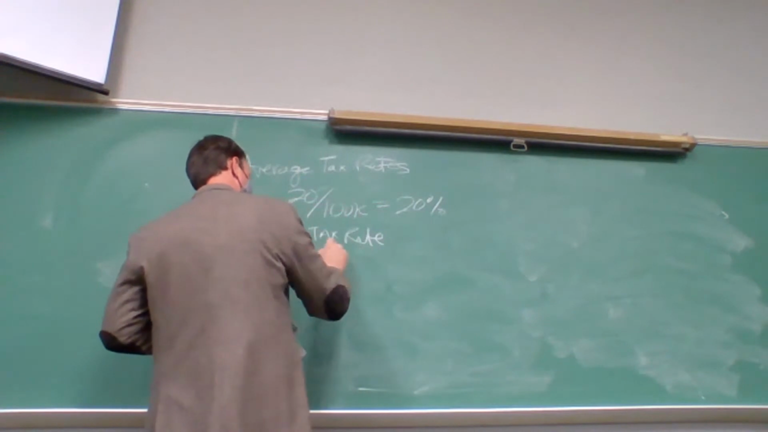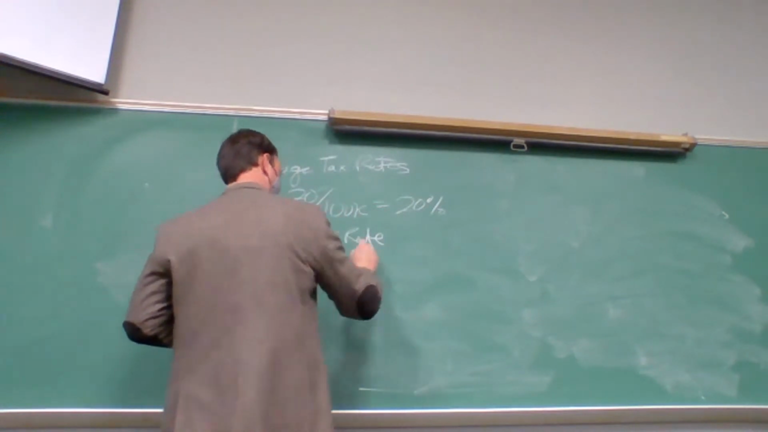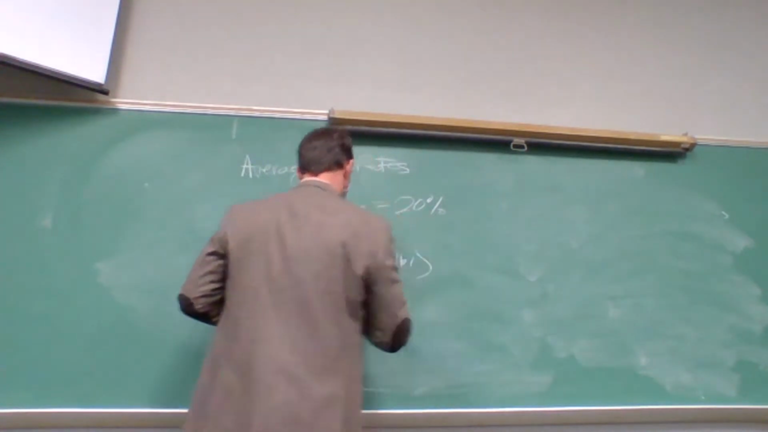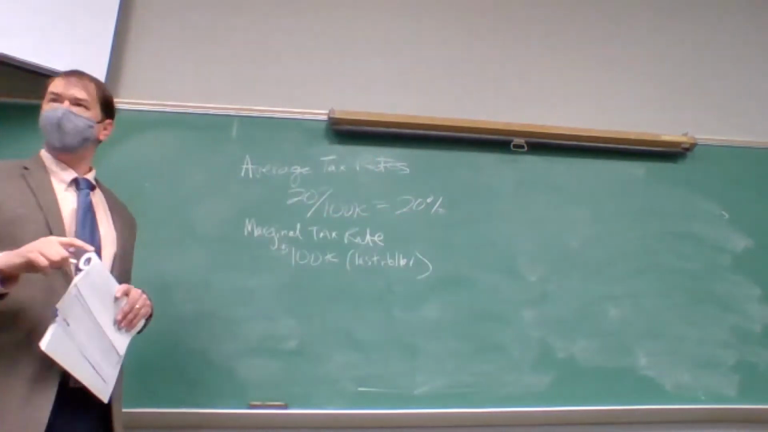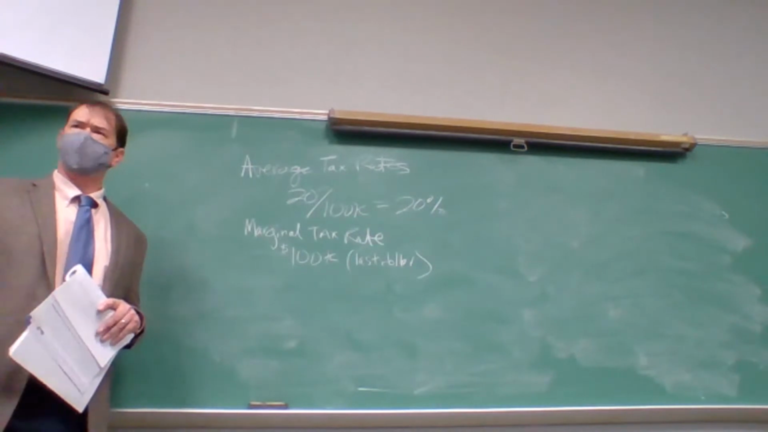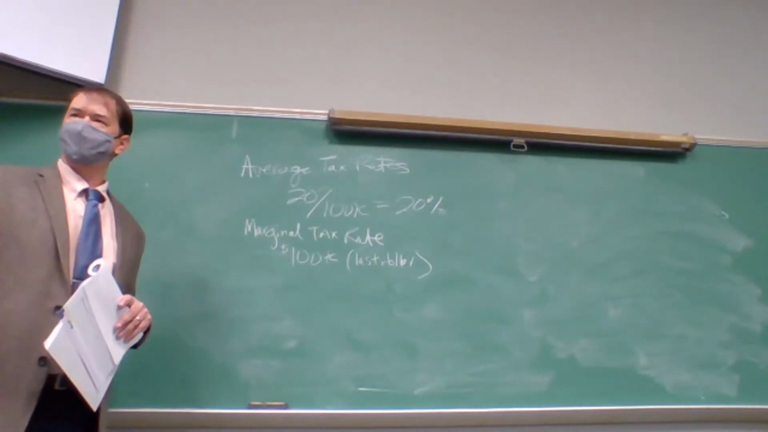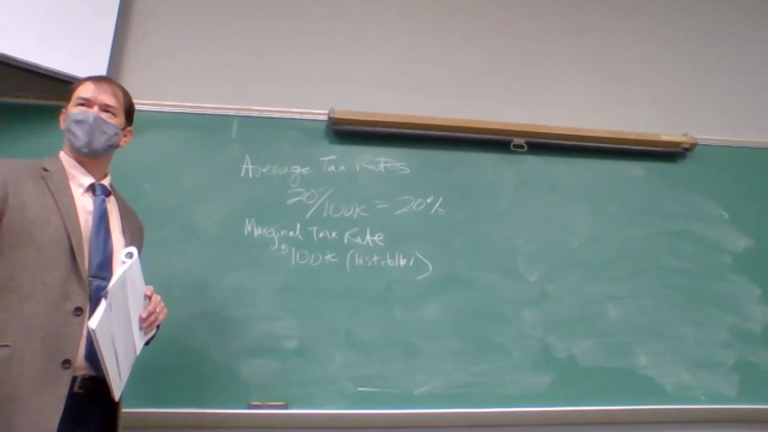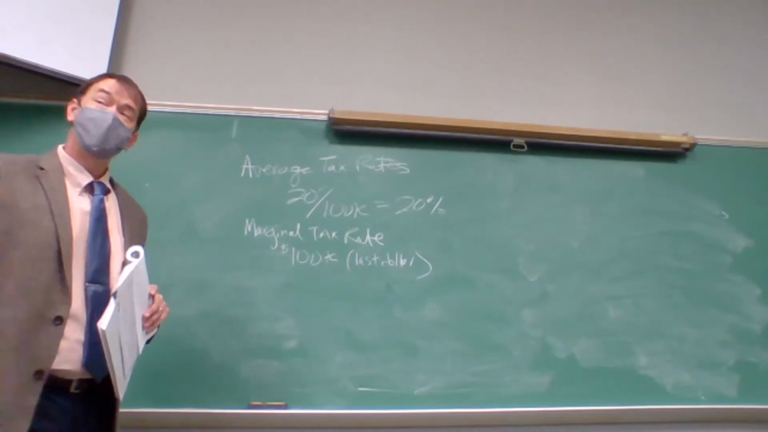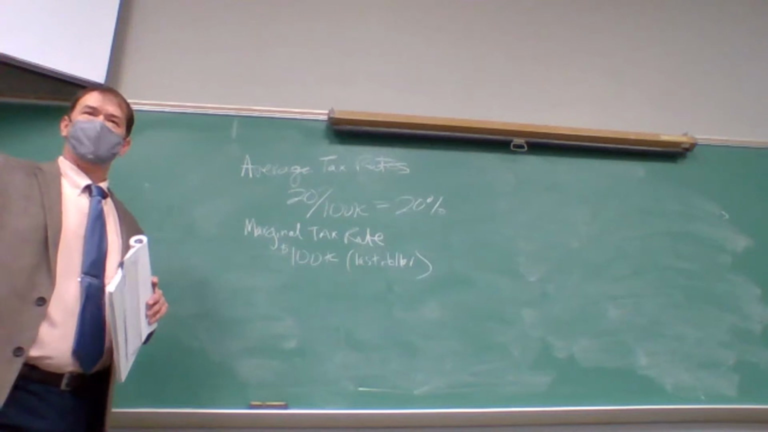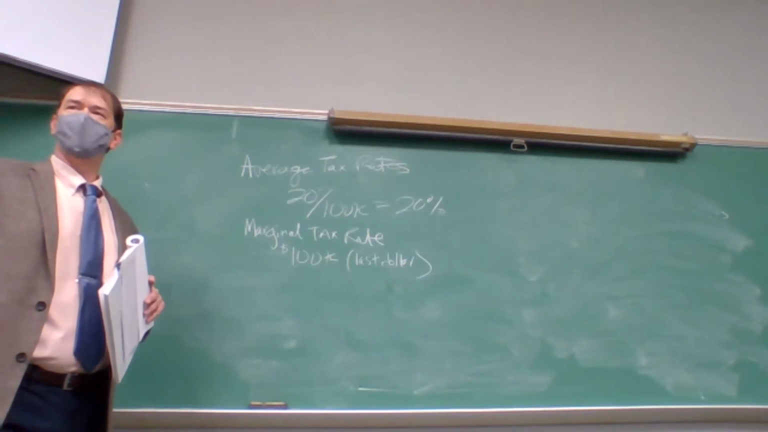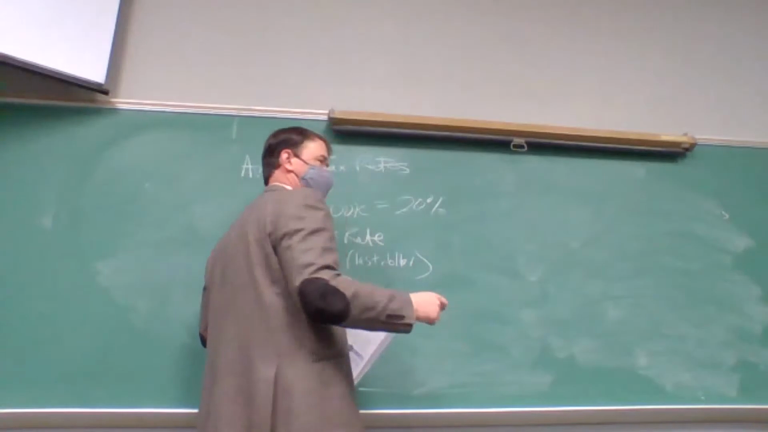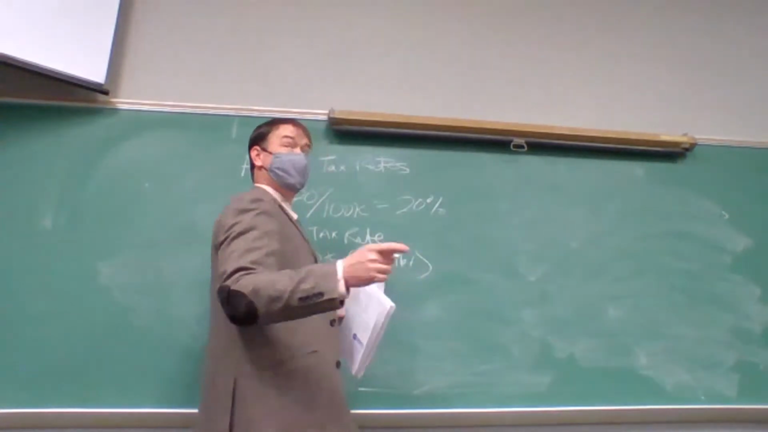My last dollar of my 100K, so the thing that took me from 99,999, what was it? What was its marginal tax rate? What was the highest bracket we were in? The last dollar. What was the last bracket we were in? No. The percentage.